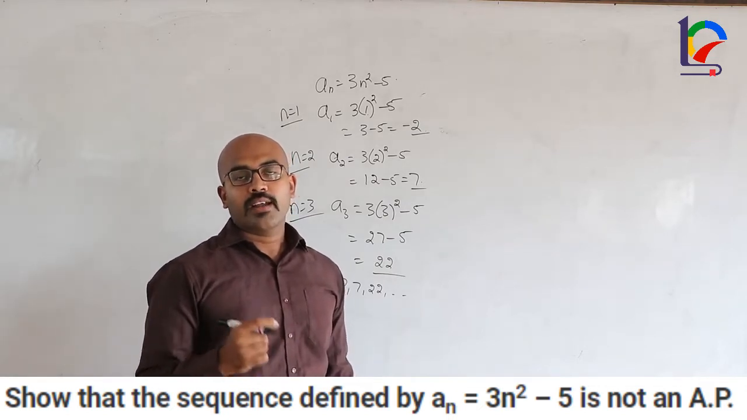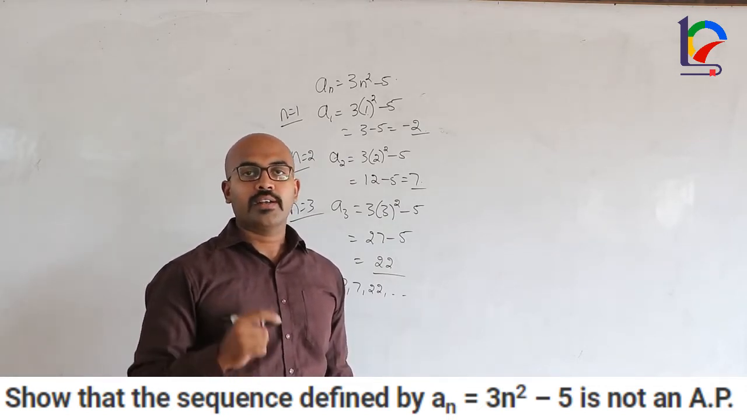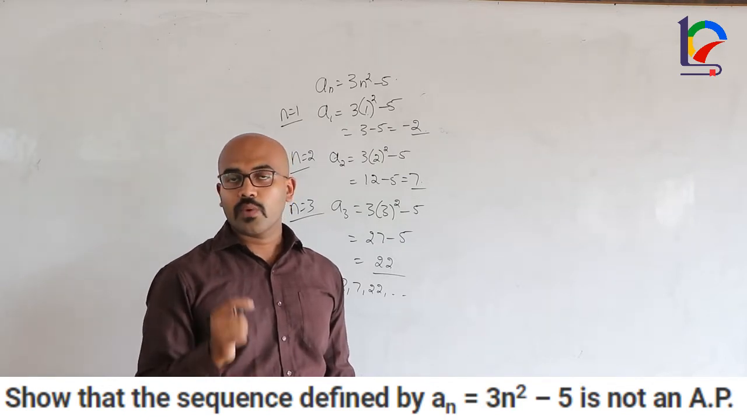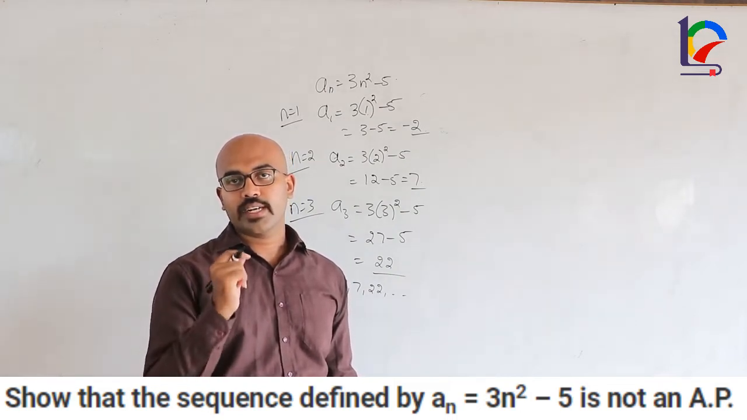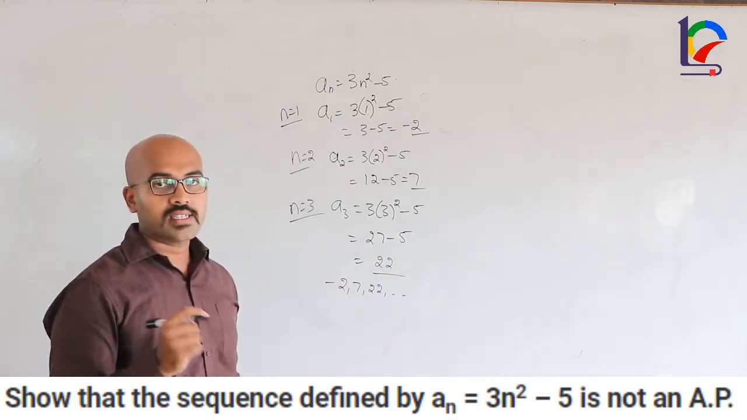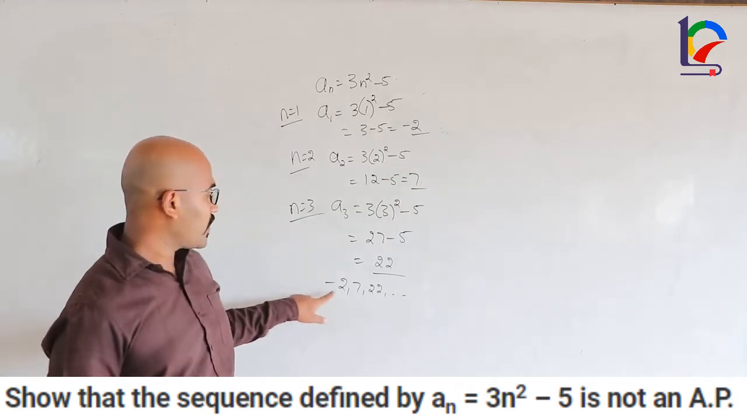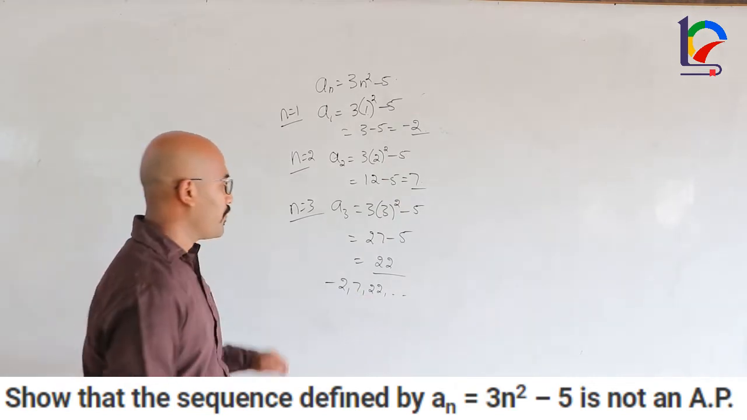If you want to find whether any sequence is an AP or not, you need to have at least 3 terms. So in an AP, you need at least 3 terms to prove whether it is an AP or not. So the terms are minus 2, 7 and 22.